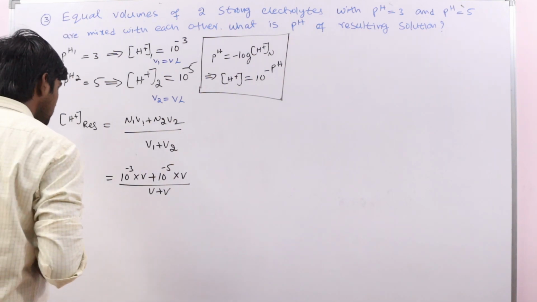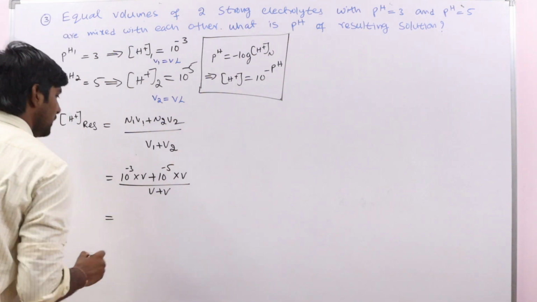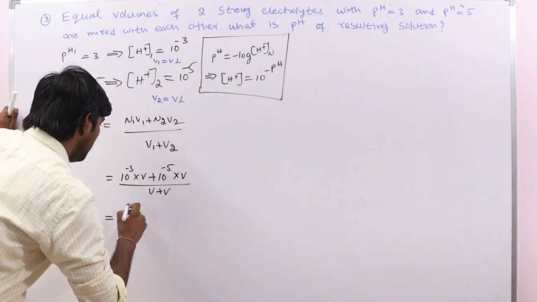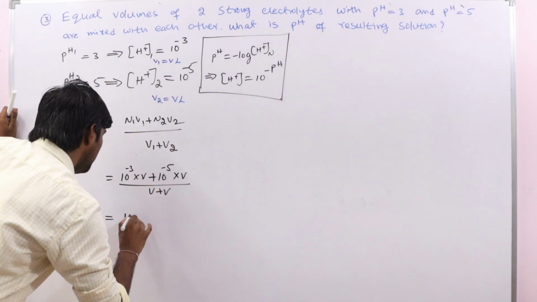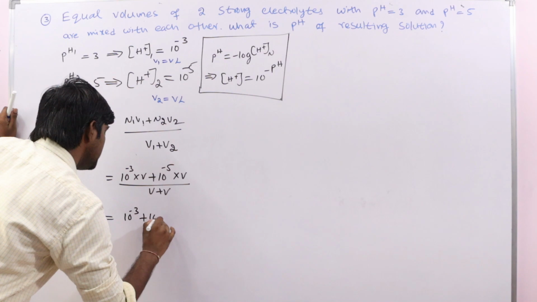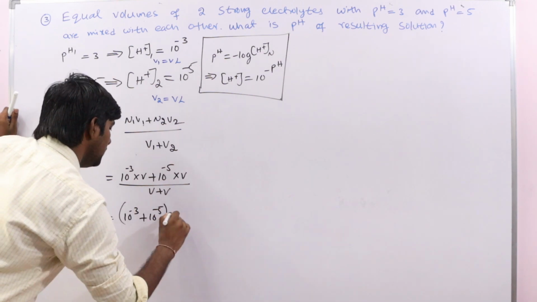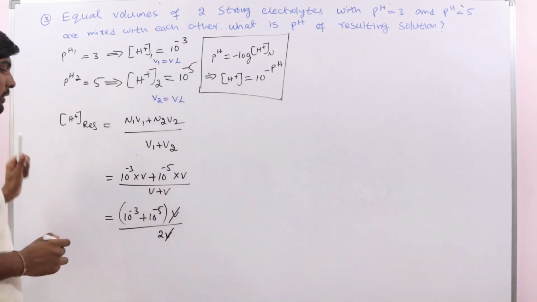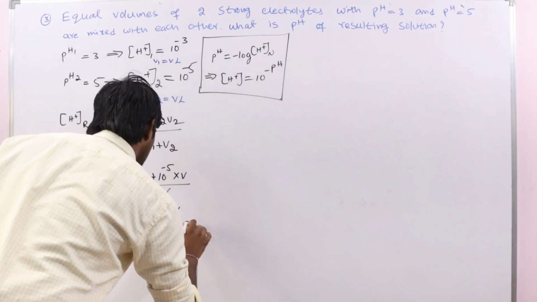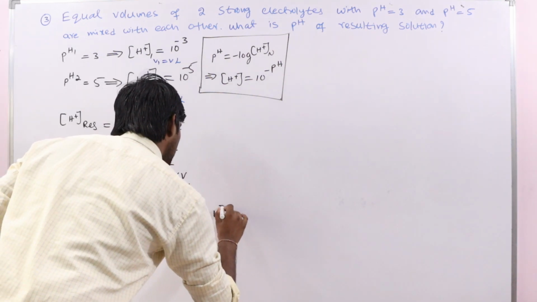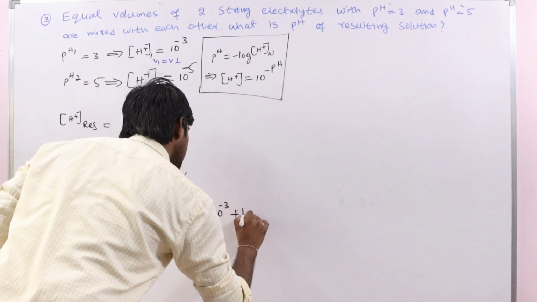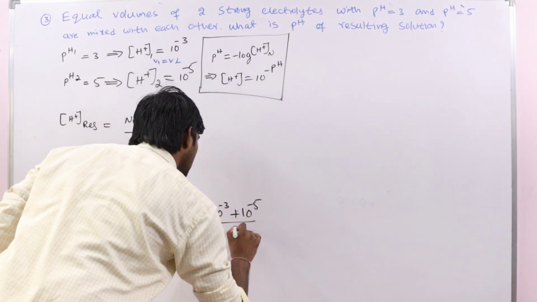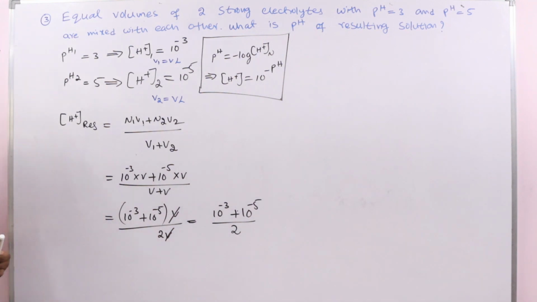So here V is common, right? So 10 power minus 3 plus 10 power minus 5, into V by 2V. So this V and V will get cancelled. So here we have 10 power minus 3 plus 10 power minus 5, by 2.